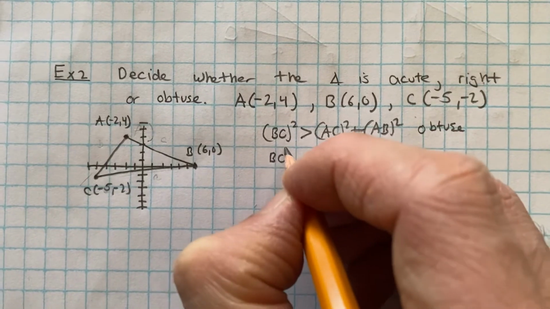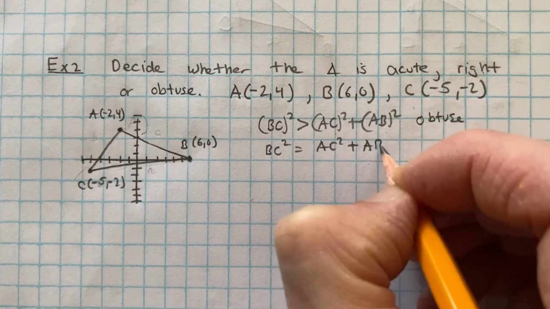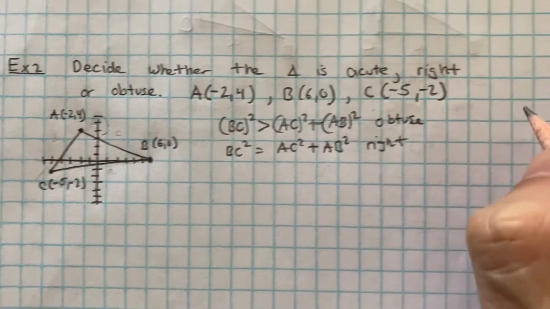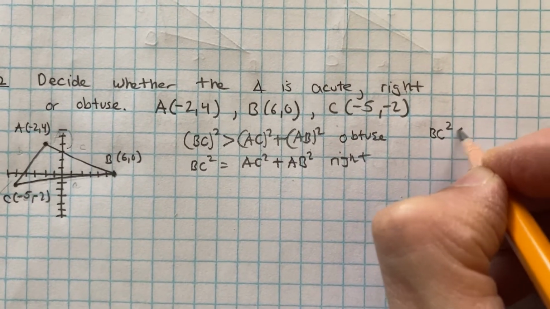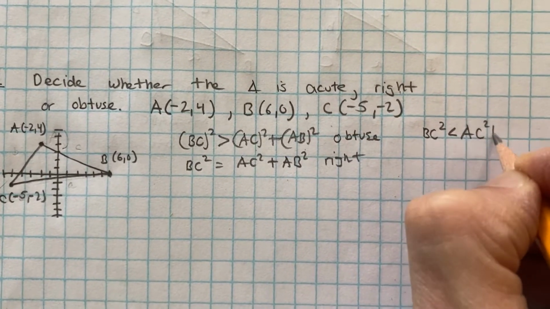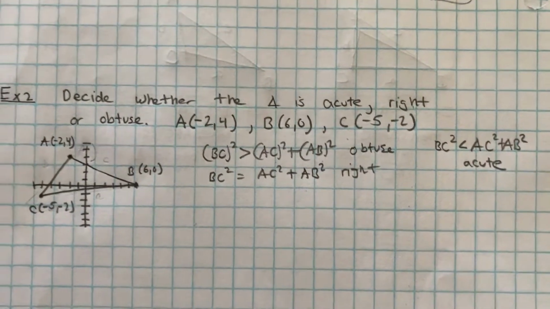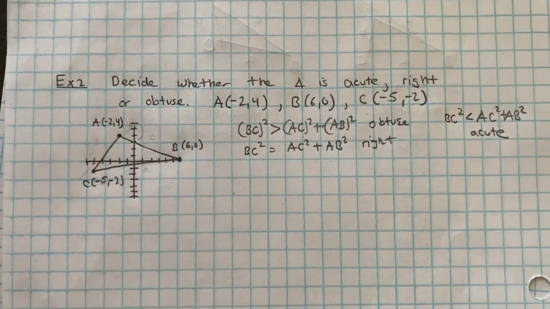If BC squared is equal to AC squared plus AB squared, I know it's right. And of course, if BC squared is less than AC squared plus AB squared, I know this is acute. Okay, so it's the same concept except the letters are arranged differently, right?